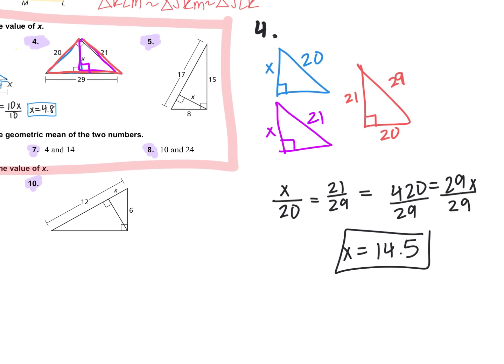So I highly suggest draw out the triangles, but you could always use the other method, because if you mess up with one number, let's say you switched your 20 and your 21, your answer would be wrong. And when I say that, I mean right here.